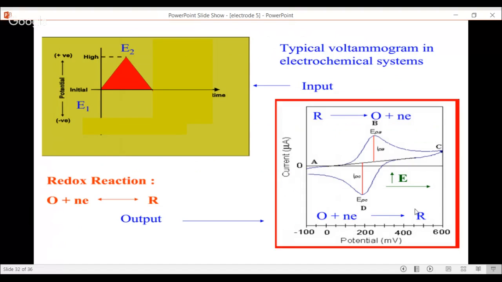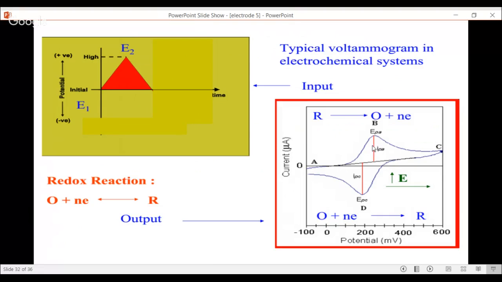So this is a typical voltammogram in an electrochemical cell, a cyclic voltammogram. The potential goes from 0 to E2, E2 to E1. That is what you are doing in this. The redox reaction is oxidation plus n electrons giving rise to reduction. So the output will look like this. This is the forward scan. This is the backward scan.